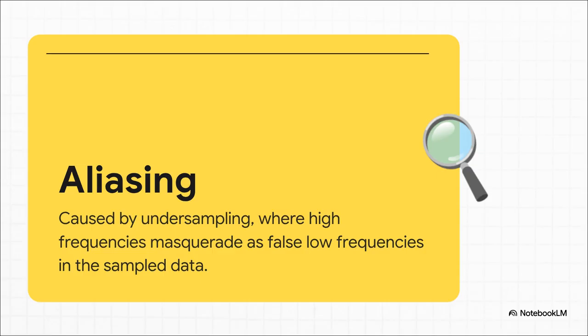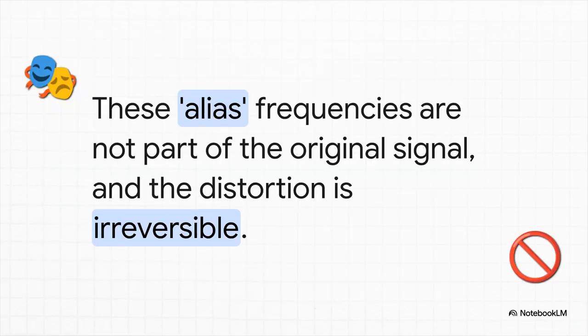The classic example is trying to film a helicopter's spinning blades with a camera that has a slow frame rate. On screen, the blades might look like they're spinning really slowly or even backwards. That's an illusion. In the world of signals, aliasing is when very high frequencies get disguised as brand new, false low frequencies. They create an alias of themselves that shouldn't be there. Exactly. These are imposter frequencies. They are complete fakes that weren't in the original sound at all.